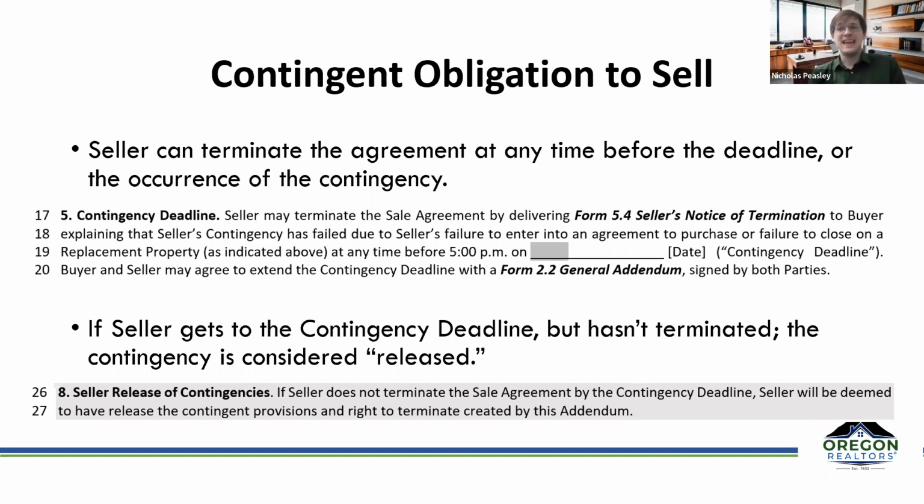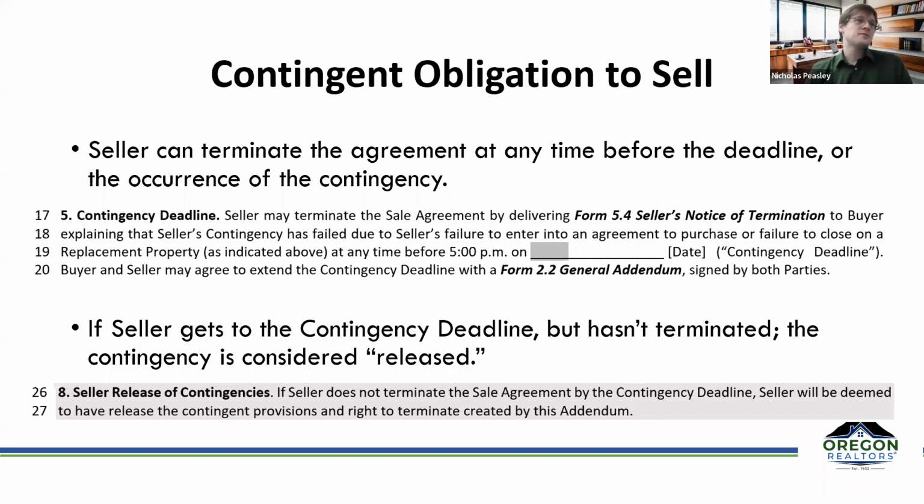If the seller does get to the contingency deadline and hasn't terminated, this contingent obligation to sell is considered released. So essentially, the seller is granting themselves a right to unlimitedly terminate the contract until a certain day, and when that day hits, they can't terminate anymore. But until that day happens, the seller has this right to terminate based on failure or fall through of their contingency.